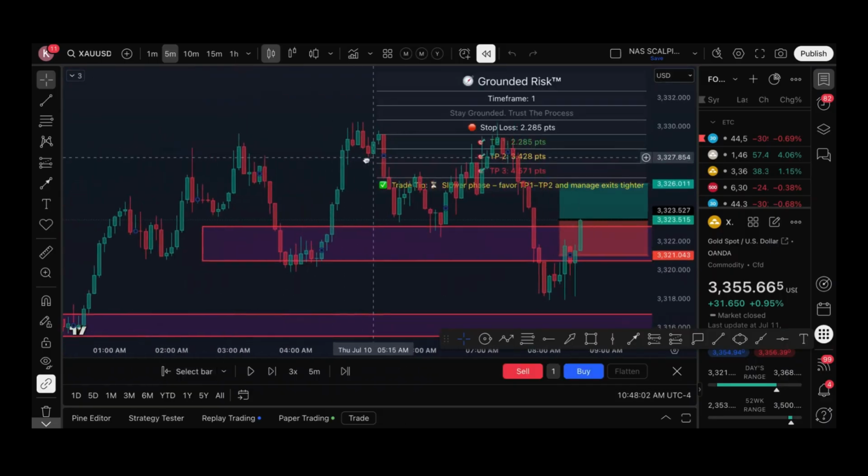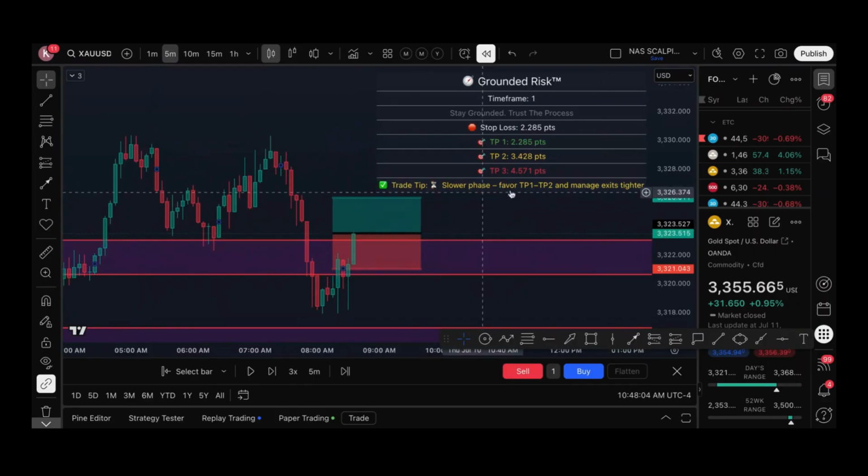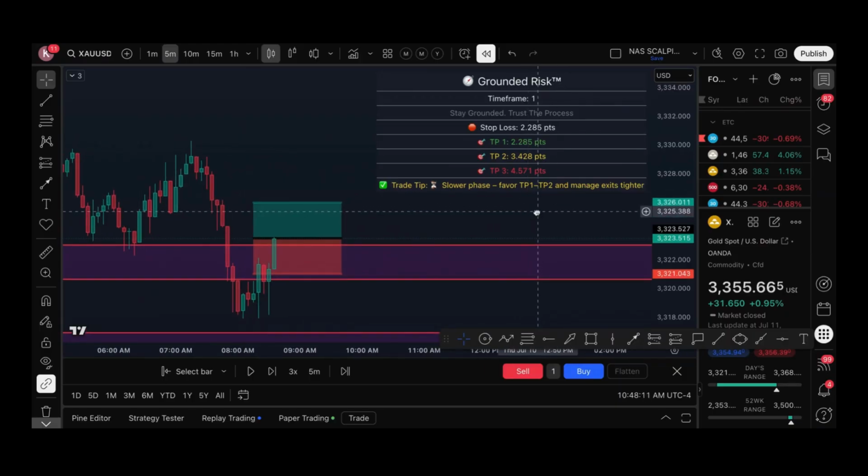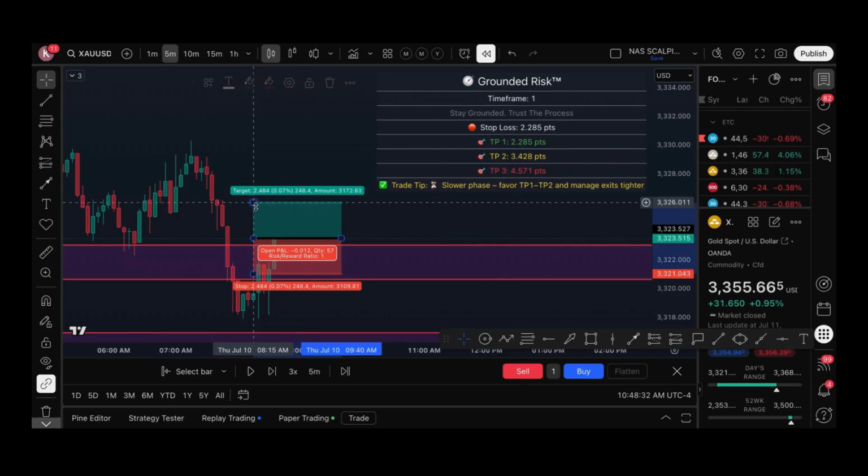Okay. So it gives us a tip. It's a slower phase. So TP1 and TP2 are targets. It's favoring these targets because exits are tighter at this moment of time. So TP1 is green, so it's basically letting you know that this is a definite target to go for, and TP2 is somewhat of a risk. So let's just see what happens if we just go for TP1.